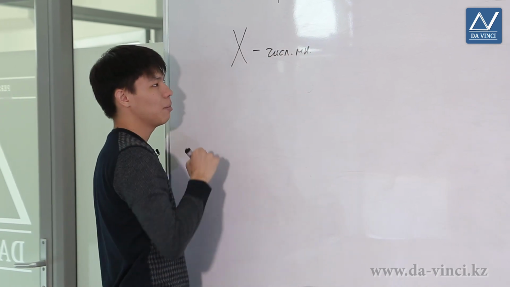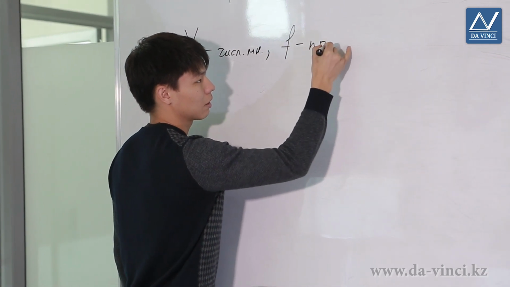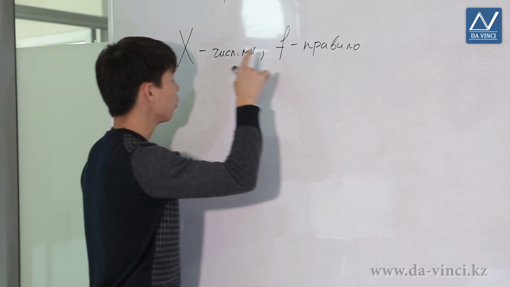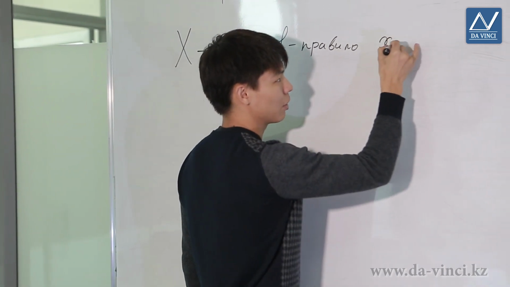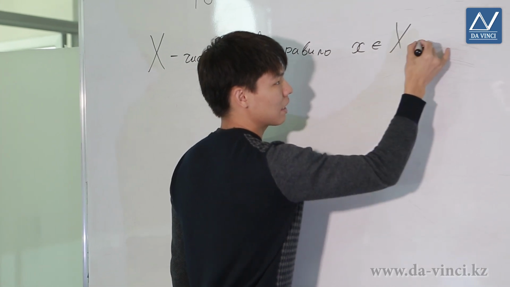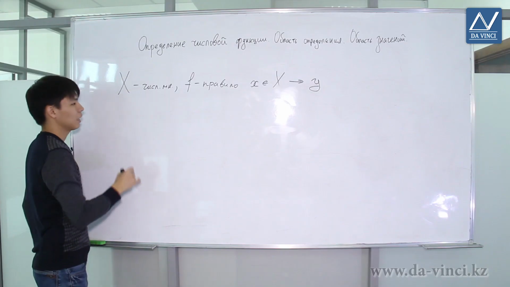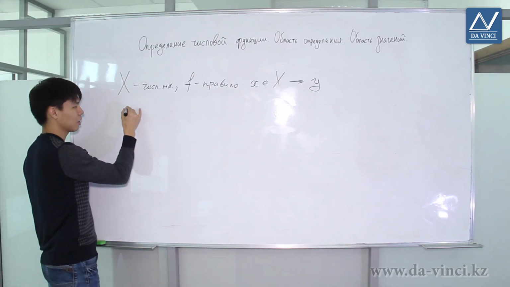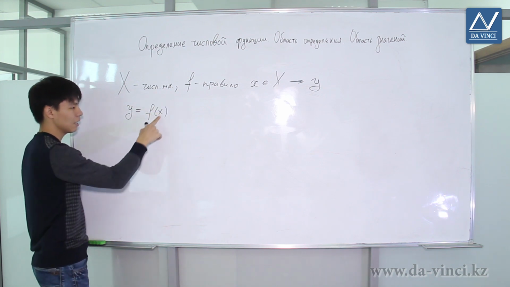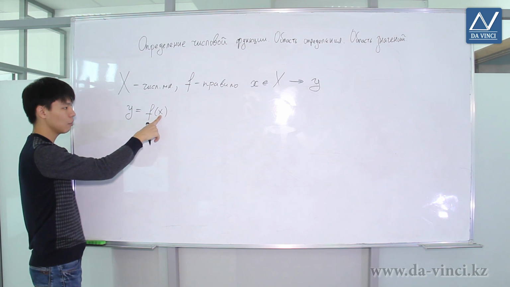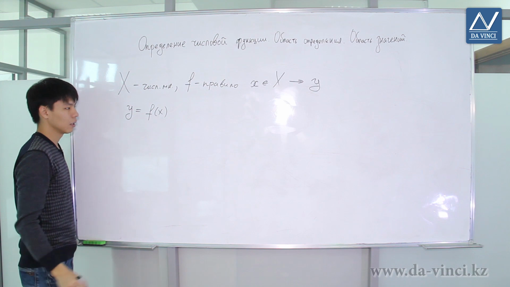And let's suppose some rule f is given for the elements of this set, according to which each element small x of large X is assigned some number y. Then it is said there is a numerical function y equal to f of x on the set X. X is the independent variable here, or an argument. F is the rule itself, or a function. Y is the value of that function.